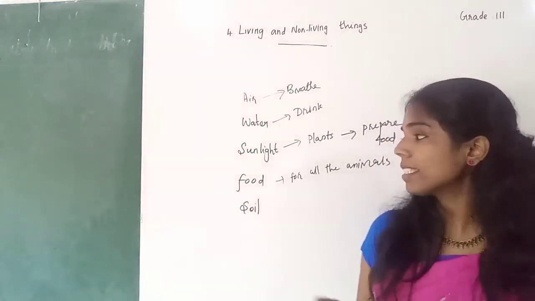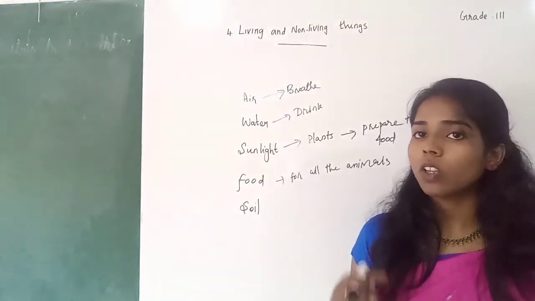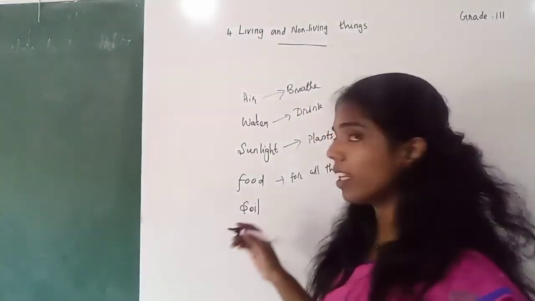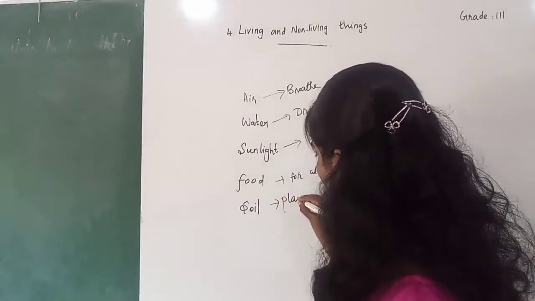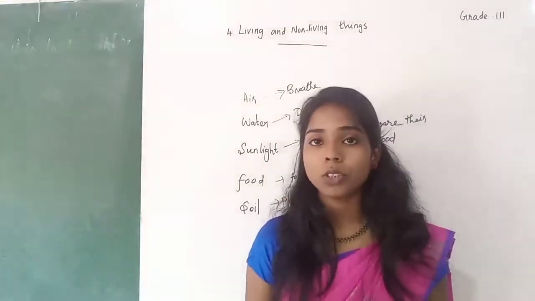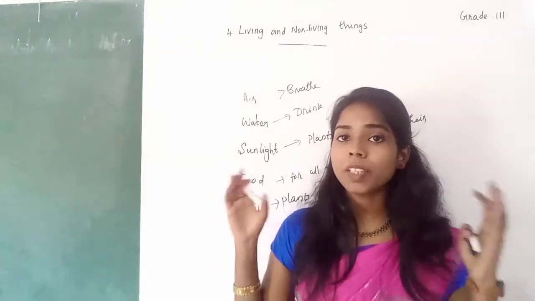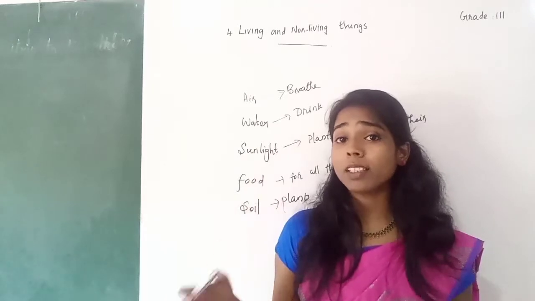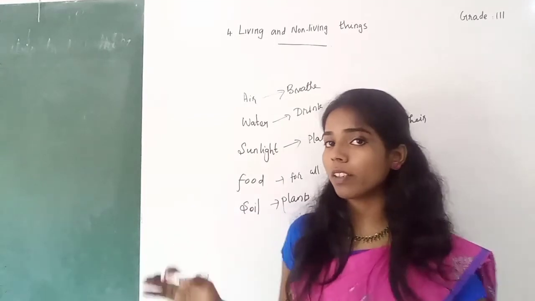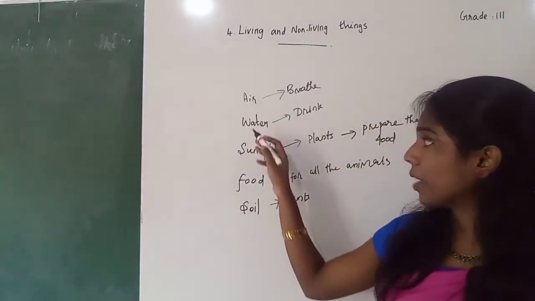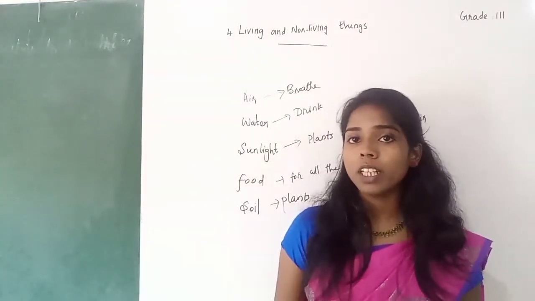So all the animals need food, and all the plants need soil, right? All the plants need soil to grow. If the soil is not fertile, plants cannot grow, right? So without plants, we human beings or animals couldn't lead a happy and healthy life. Okay? So the soil is more important. So air, water, sunlight, food and soil are very much important in the lives of living things.